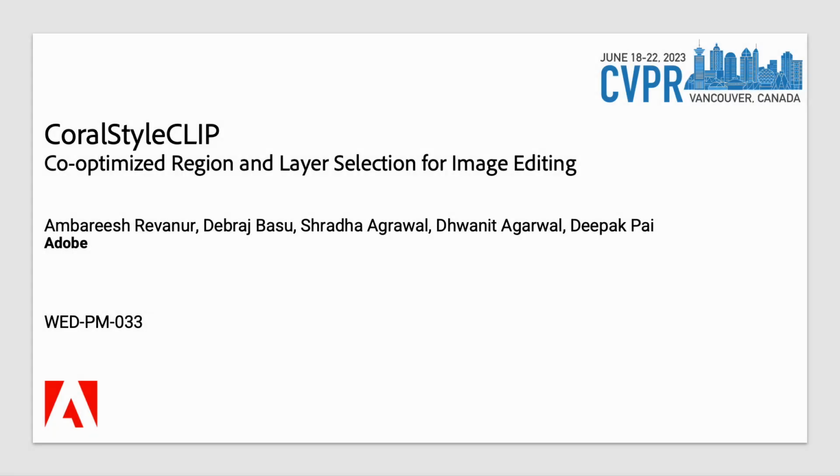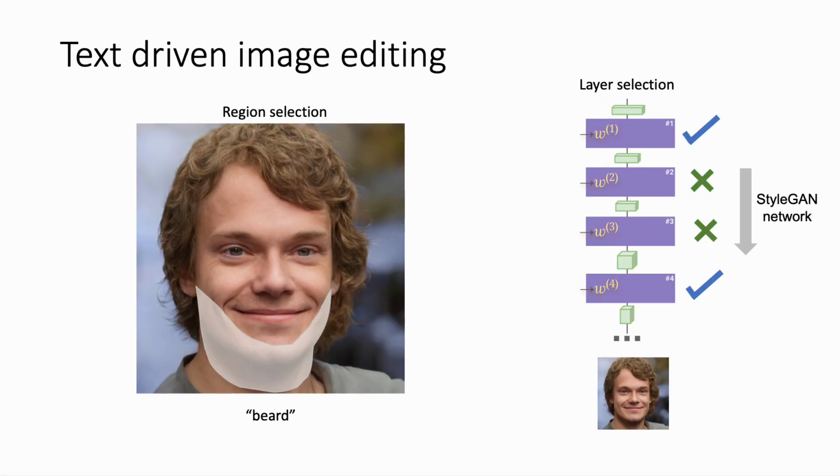Hi, I am Ambareesh. In this talk, I will present our work on co-optimized region and layer selection for image editing based on StyleGAN and CLIP. In order to edit an image for a given text prompt, it is important to identify the corresponding region of the image and also choose an appropriate set of StyleGAN layers controlling the relevant image attributes for the required edit.